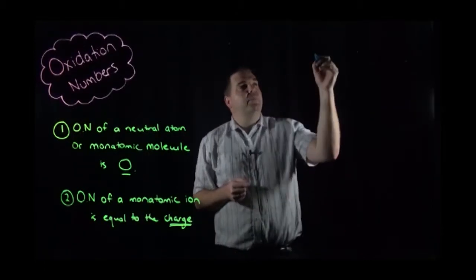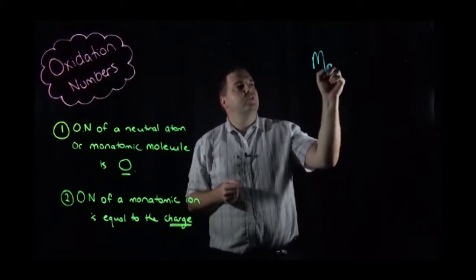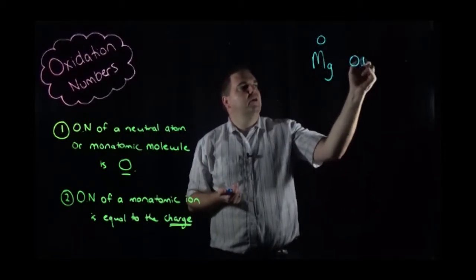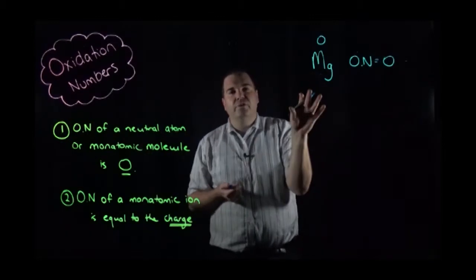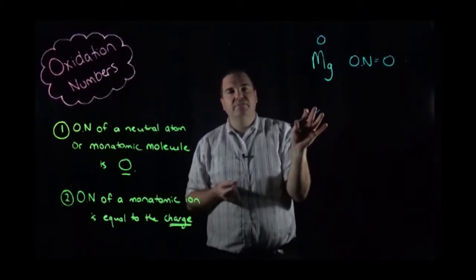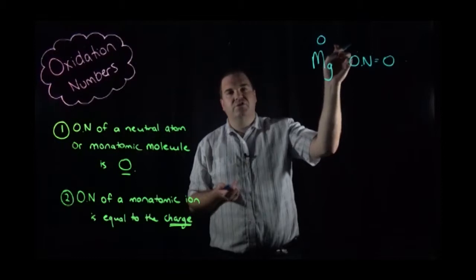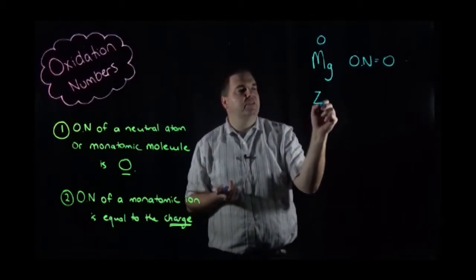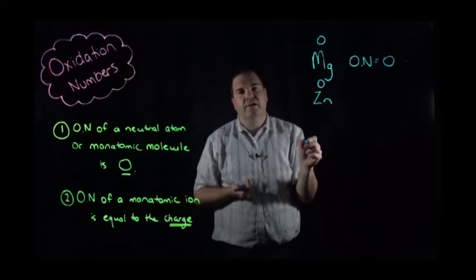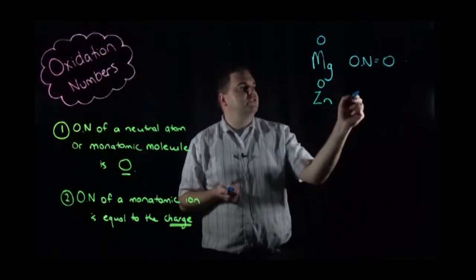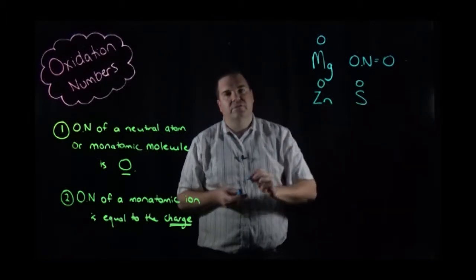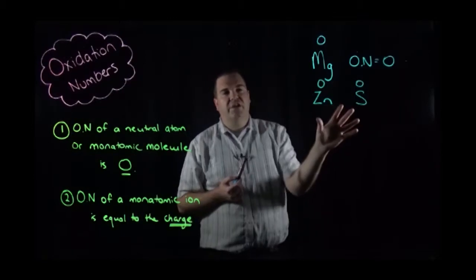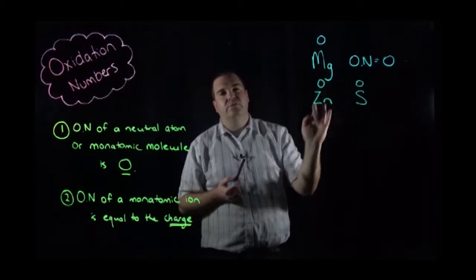If you've got something like a metal, magnesium, the oxidation number of the magnesium is 0. What we normally do for oxidation numbers, we write them above the atom, not to the side. This is where the charge goes, but we write the oxidation numbers above. Another example would be zinc, oxidation number is 0. If you had a non-metal such as sulfur, oxidation number is also 0. So that's if you've got the atom by itself, there's no charge on it, the oxidation number is equal to 0.